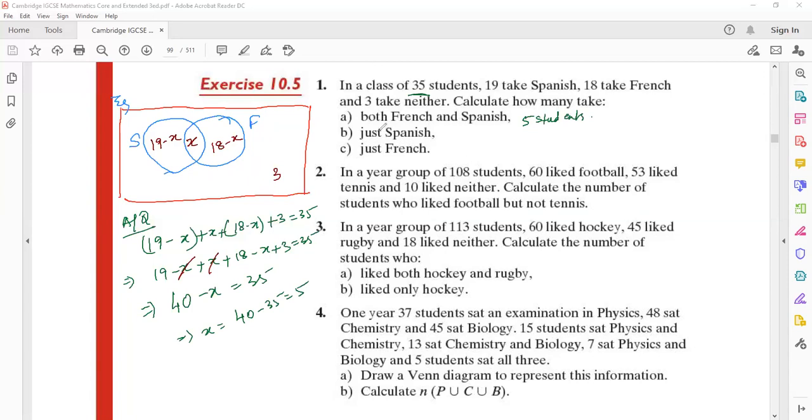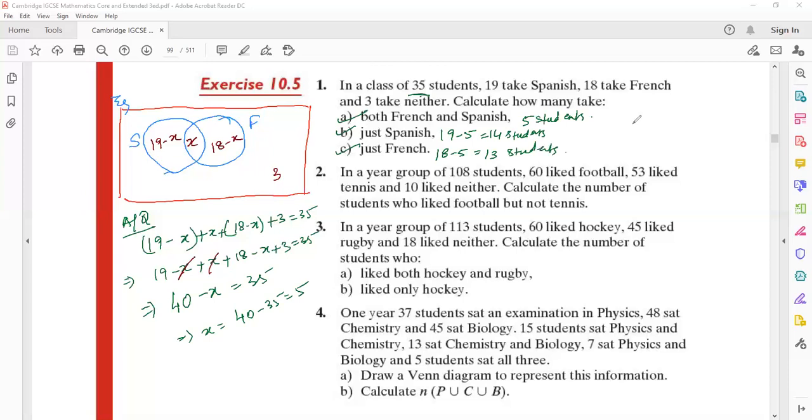Okay. That means this one is done. Now, only Spanish will be 19 minus 5, that means 14 students. Now for just French, it means 18 minus 5. That means it is coming to 13 students.